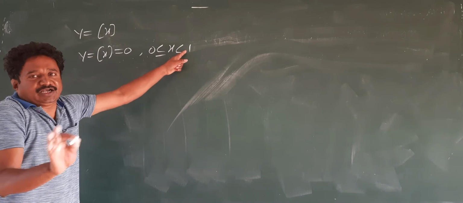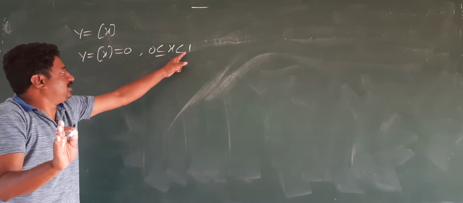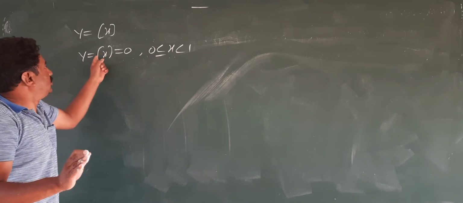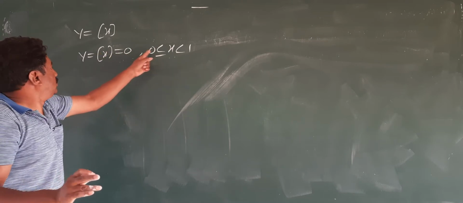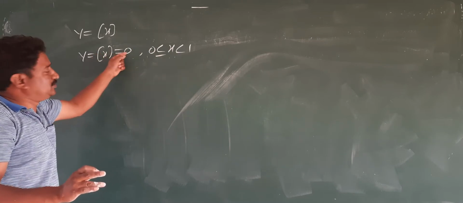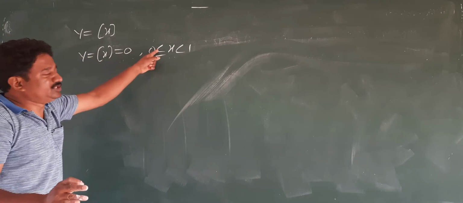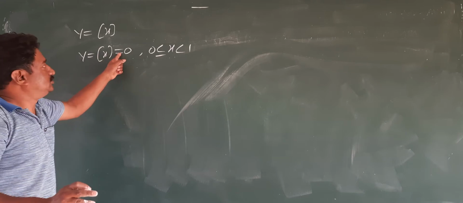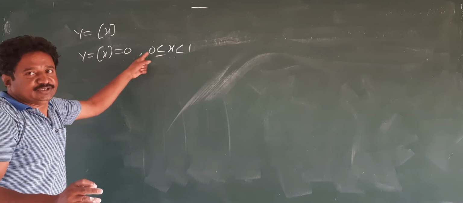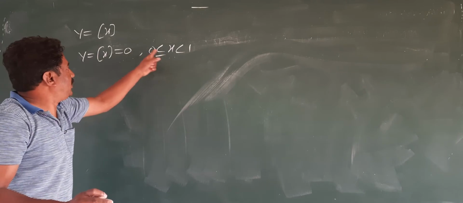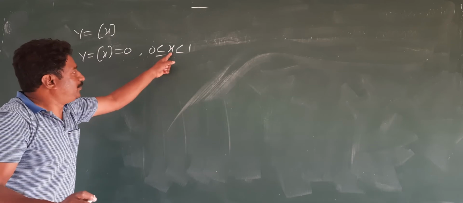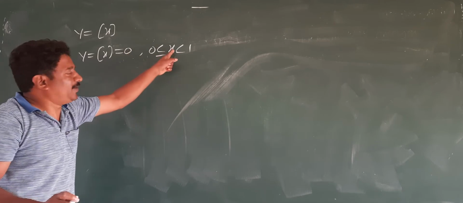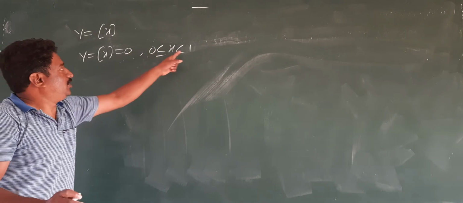Is 1 included or not included? Not included. If I put x equals 0, the value is 0, so y is 0. If x is 0.1, y is again 0. So 0.1 is related to 0, 0 is related to 0, 0.2 is related to 0, 0.9 is related to 0. What about 1?